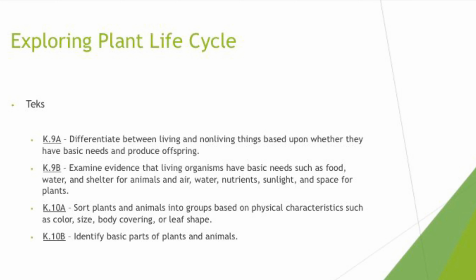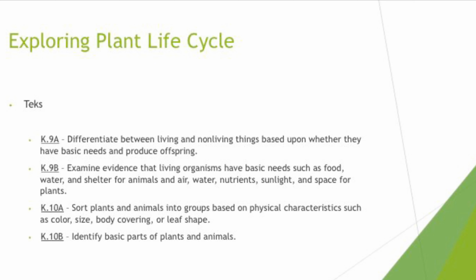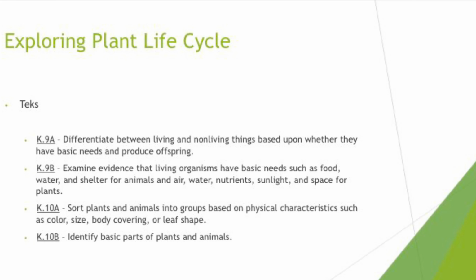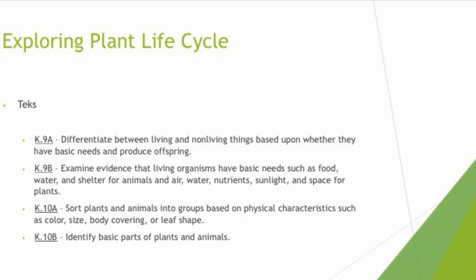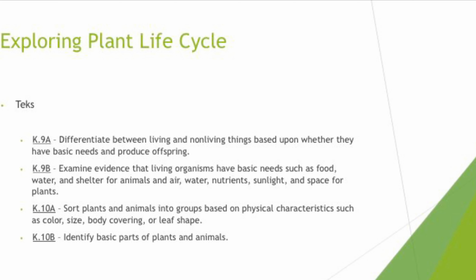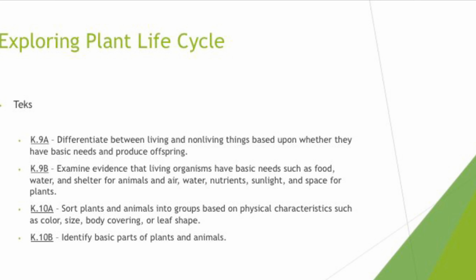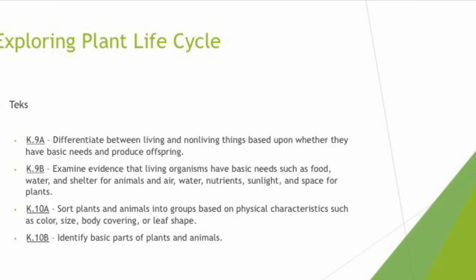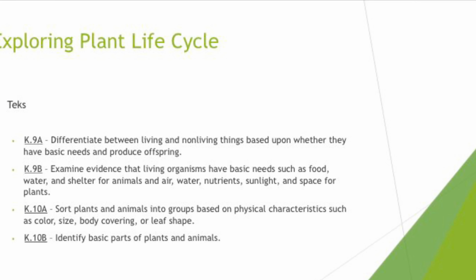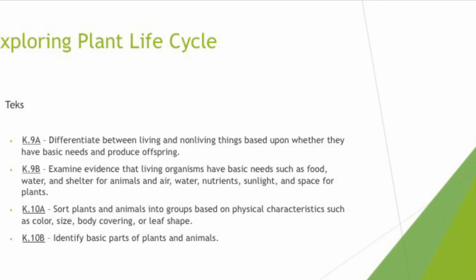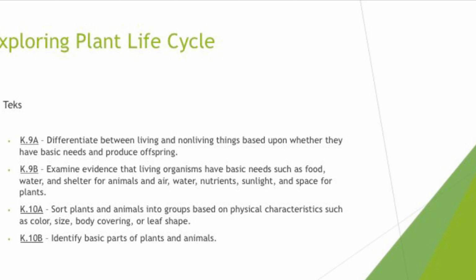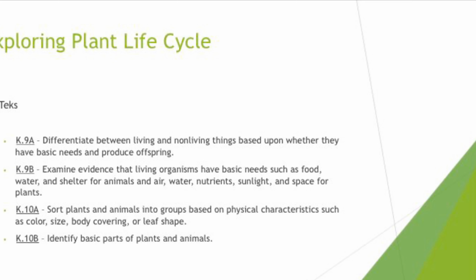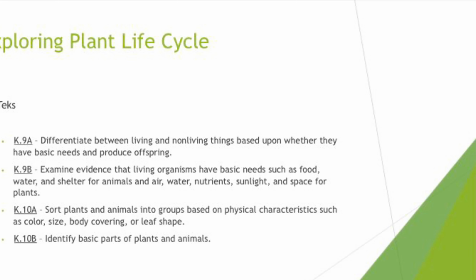K.9b examine evidence that living organisms have basic needs such as food, water, and shelter for animals, and air, water, nutrition, sunlight, and space for plants. K.10a states sort plants and animals into groups based on physical characteristics such as color, size, body covering, and leaf shape. K.10b identify basic parts of plants and animals.